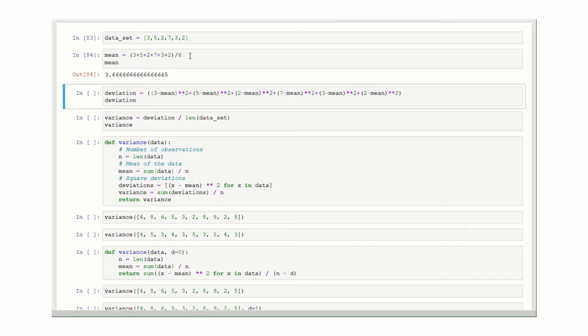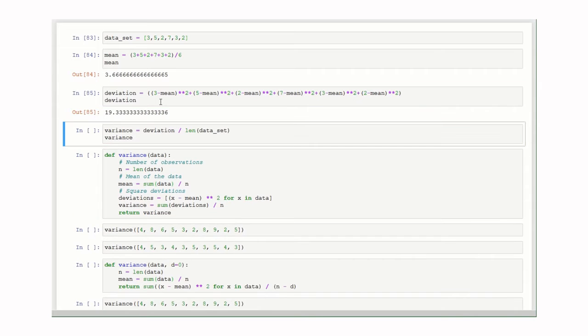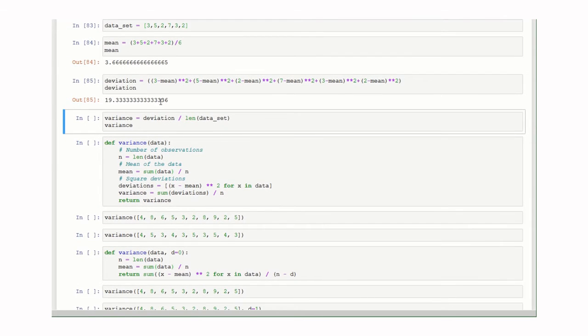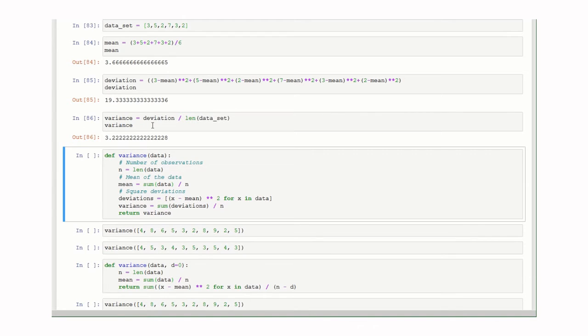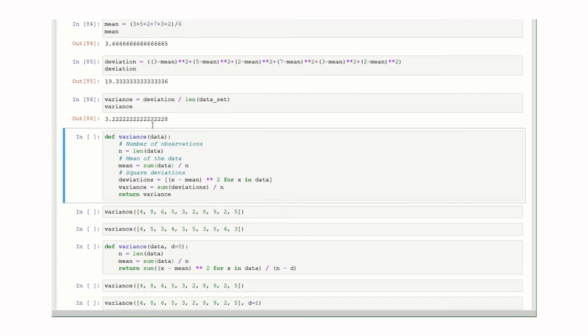Let's use this mean to calculate the deviation. We'll calculate the deviation by subtracting the mean from each element and squaring the difference. So we'll get the deviation as 19.33. And let's use this deviation to calculate the variance. We calculate the variance by dividing the deviation by the total number of elements in the dataset. So we'll get the variance as 3.22.